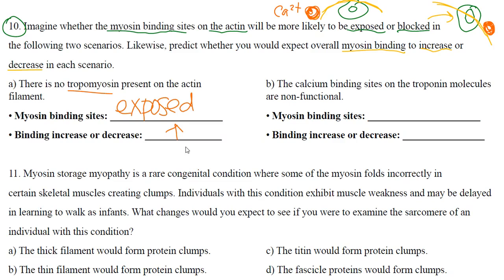I recommend, just like I said before, that you are going through and using your notes to break down pieces of this question, add details where you can, because you want to be able to understand it. The calcium binding sites on troponin molecules are non-functional. So that globular protein troponin can't bind calcium. If it can't bind calcium, it can't expose the myosin binding sites. So that means it's going to be blocked. Binding is going to decrease in this scenario because, again, the myosin binding sites are blocked.